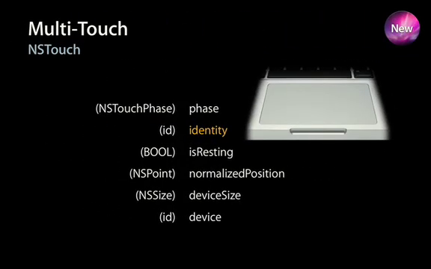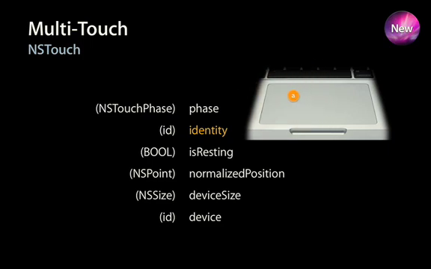We also have an identity. For those of you familiar with the iPhone, you'll notice that this is something we don't have on the iPhone. On the iPhone, touches are mutated in place, but the way events work on the desktop is they're an immutable event, so all the touches inside the event must be immutable as well. So identity is a way that you can track a touch as it moves over time.